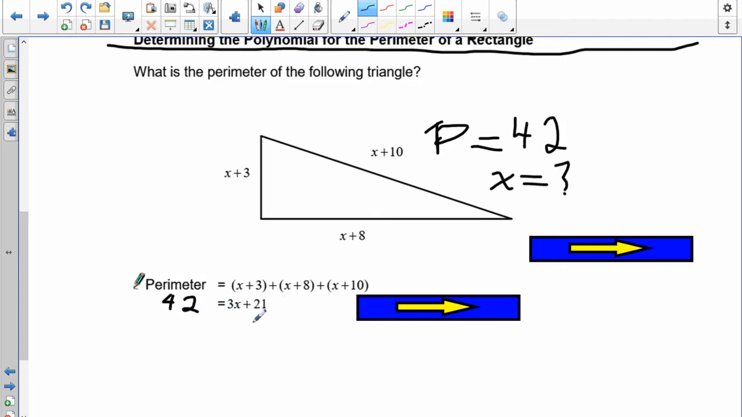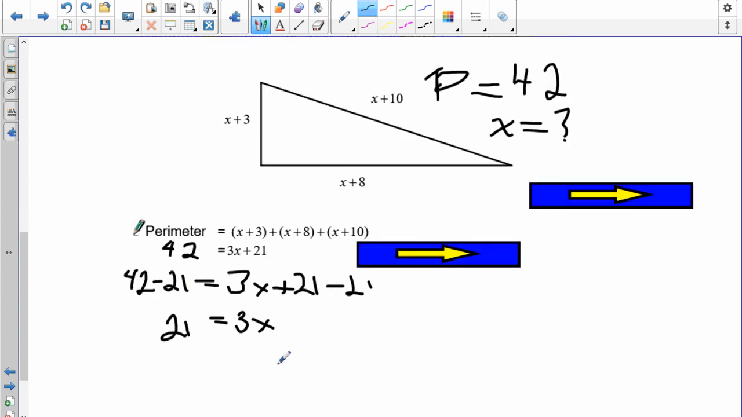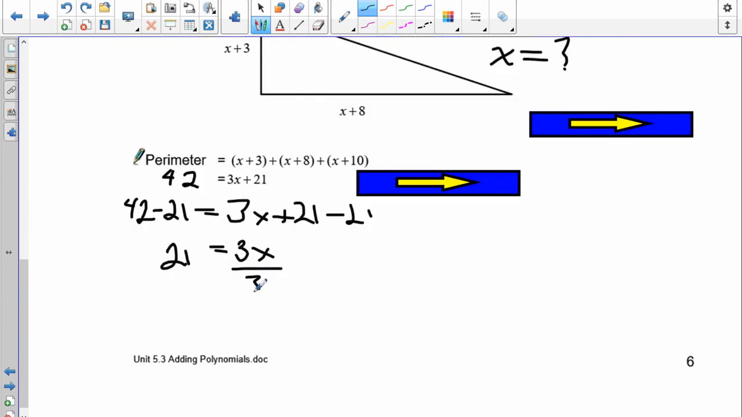So first thing we do is we take away 21 from both sides. Okay, this becomes 0. So on the right-hand side, I have 3x. 42 take away 21 is 21. And of course, now I can divide by 3. So in this case, x is going to be equal to 7.